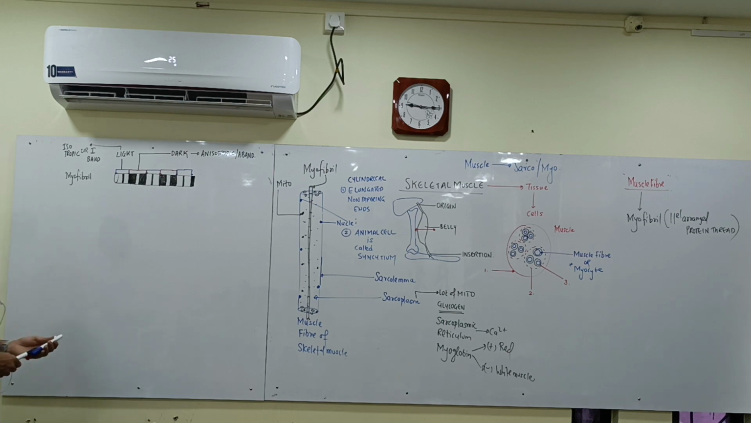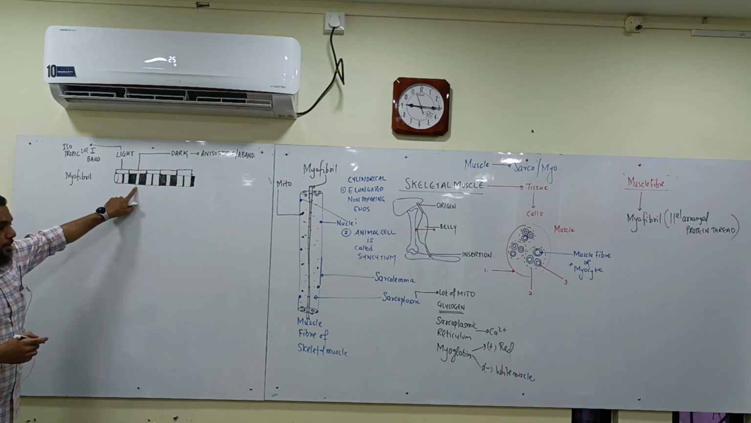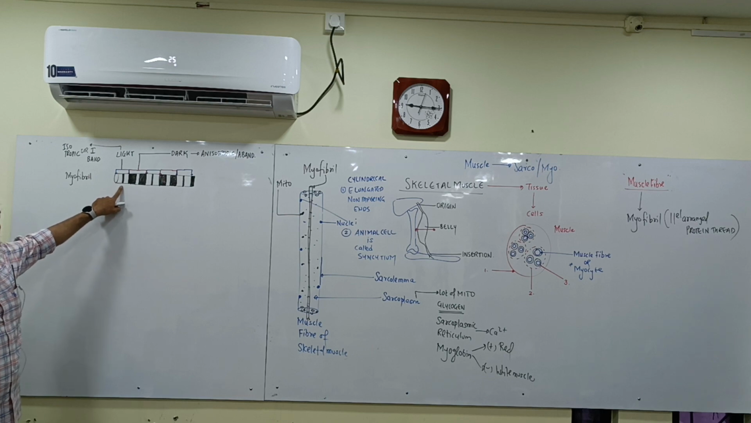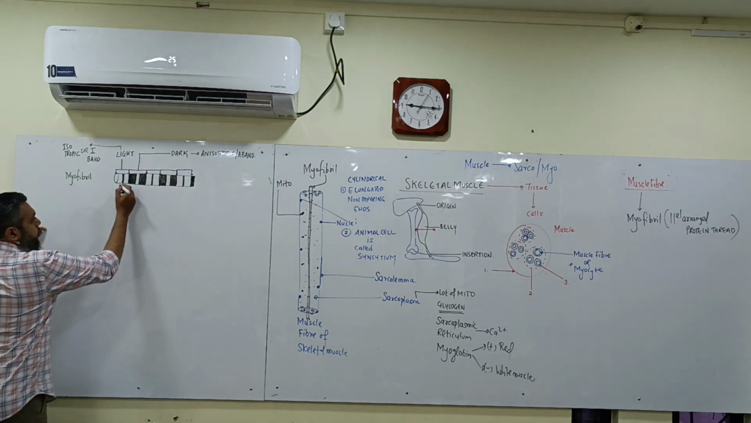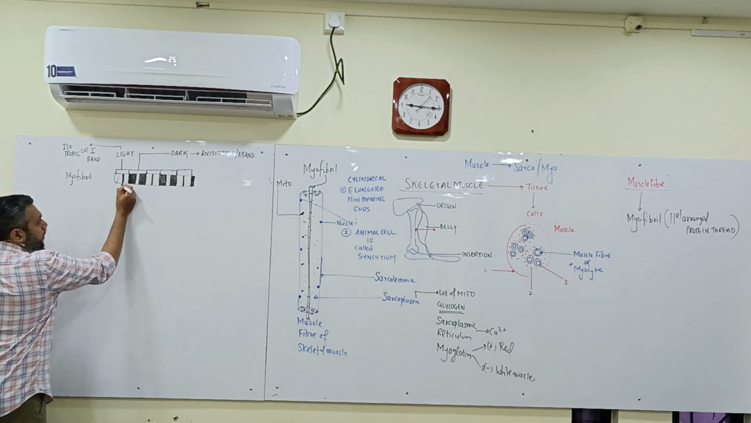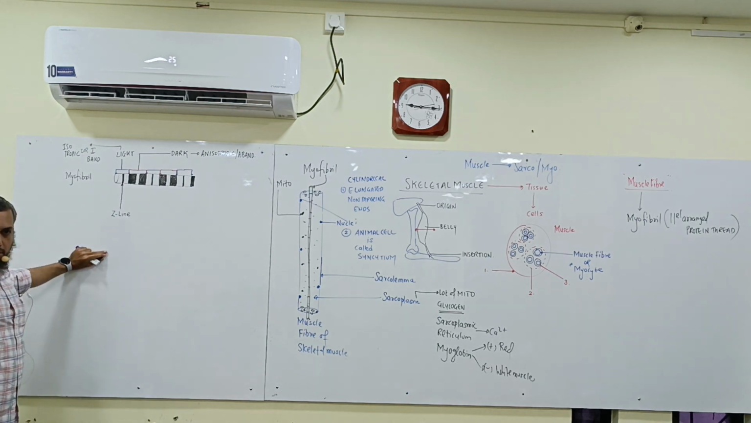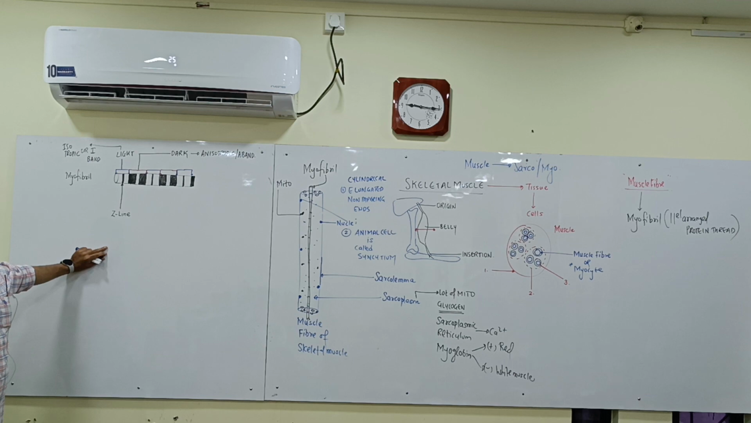Yes. Look at the center of the I band. Can I say this is the center of the I band? No. Can I say this is the center of the I band? Yes. And do you see it shows the presence of a line, this is called as the Z. Now what is a Z? The full form of Z is Zwischenscheibe. It's a German word.